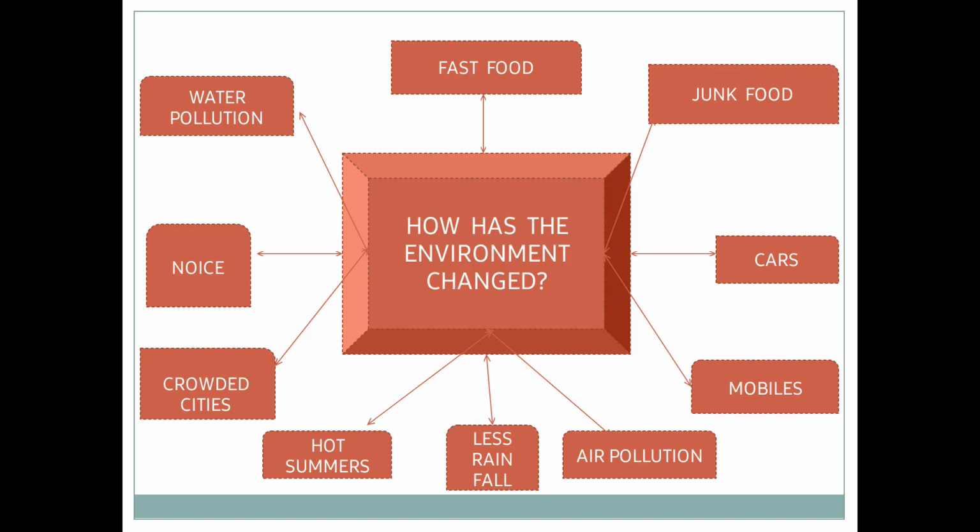Then if we look at the transport facilities, as we have looked right now, we can see we have cars today, and they were not present in the past. We have mobile phones, but these also lead us to see how the cars and the other gadgets are polluting the environment, like water pollution, noise, crowded cities, hot summers, less rainfall, and air pollution. So these are some of the basic changes that are actually seen in the environment.